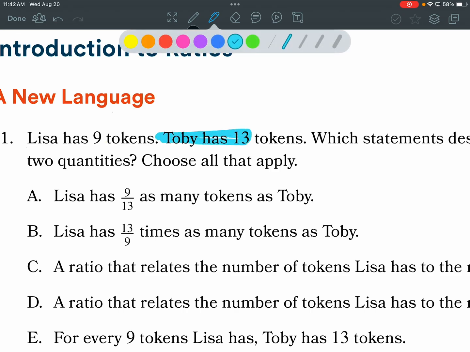I like the colors though. As long as they're not pink and purple. I know, I'm not a very good girl. It's okay. All right, so everywhere I see Lisa, I'm doing yellow. Okay. So I see Lisa is first.